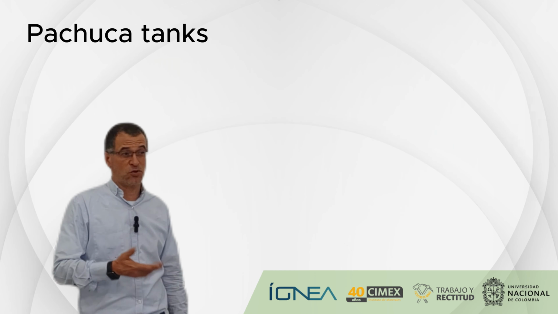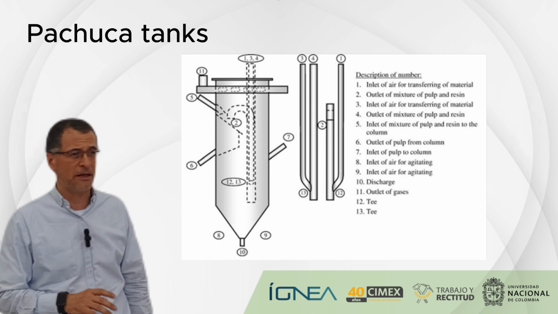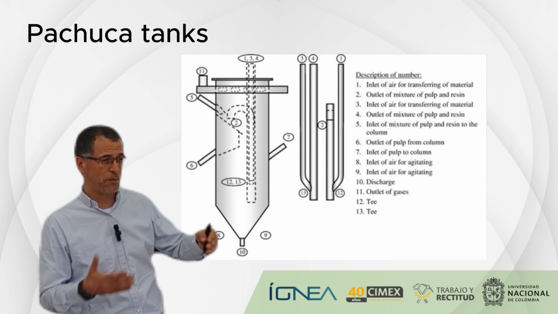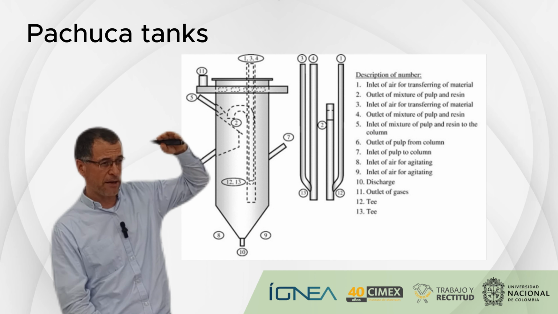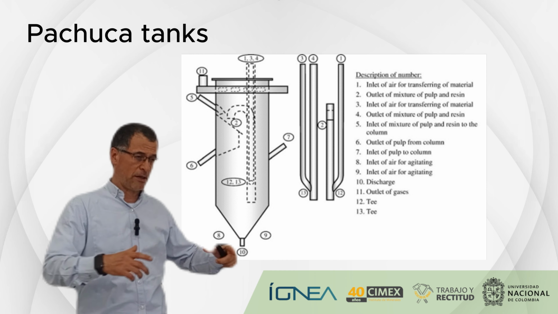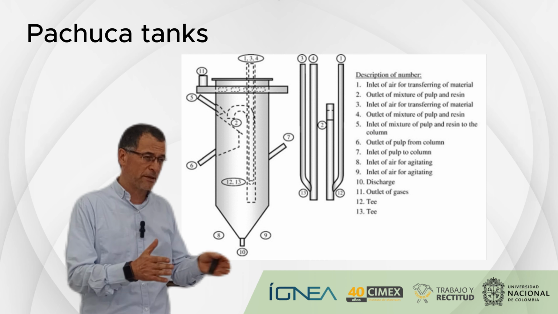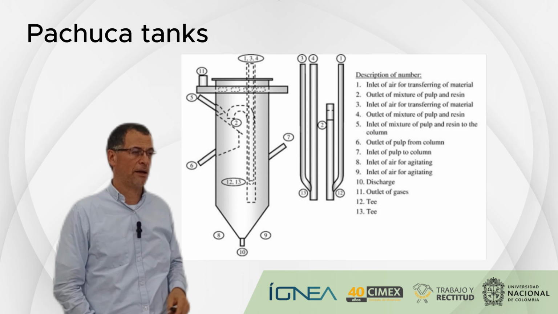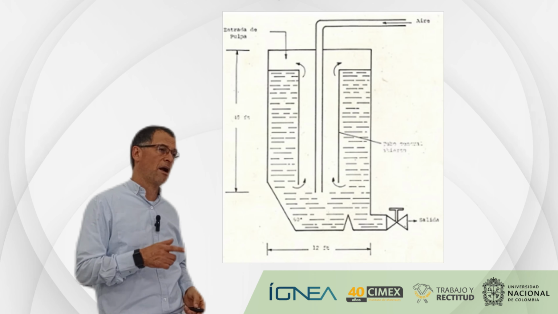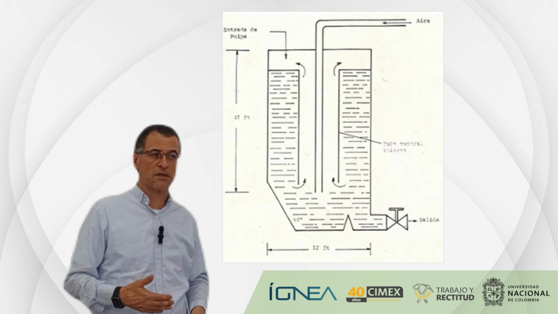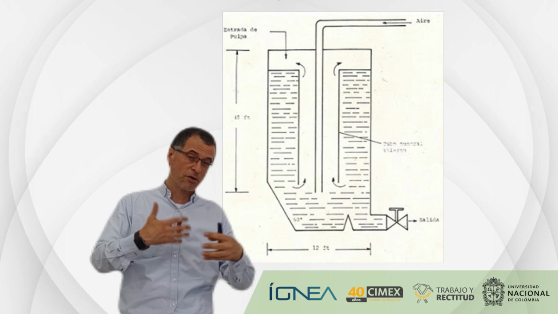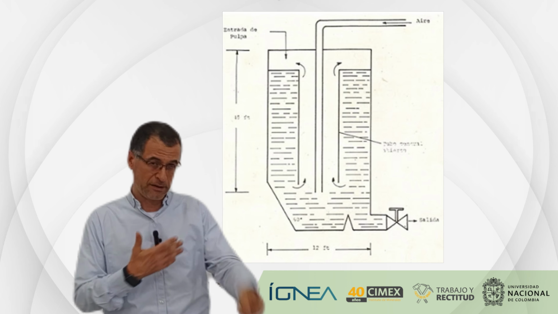And the other is Pachuca tanks. The difference between Pachuca tanks and the traditional tanks is the relationship between the diameter and the height of the tank. Pachuca tanks are very small in diameter and very high. This is the difference. These kinds of tanks are different because they are more efficient, giving a better mixture between the mineral and the liquid.